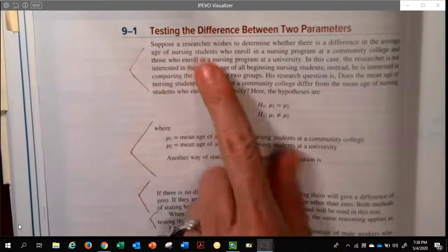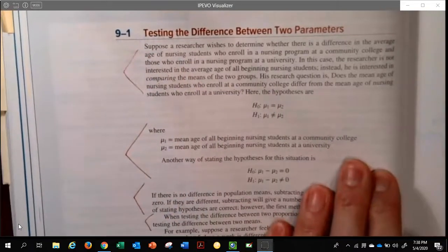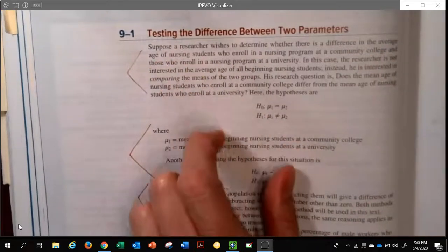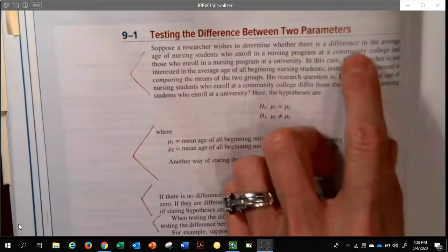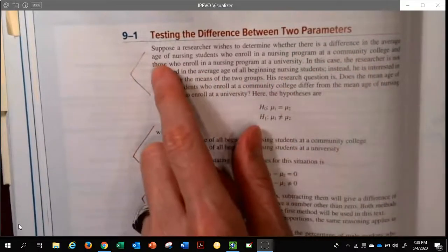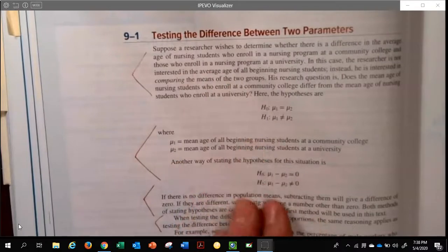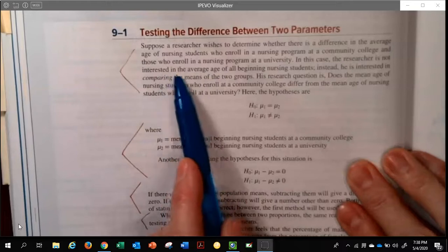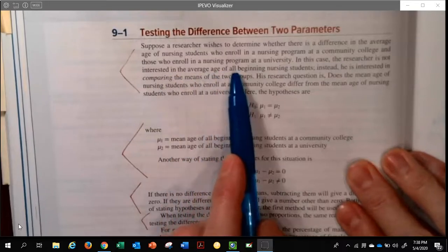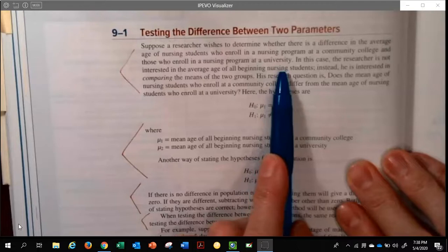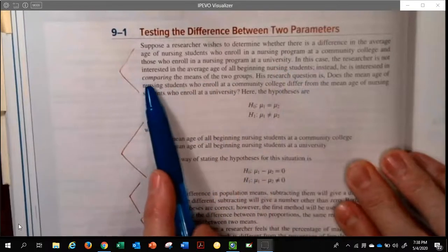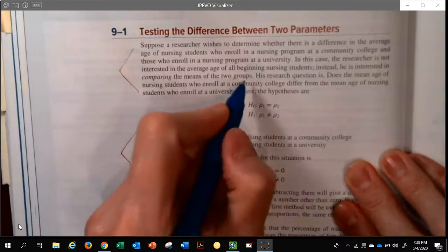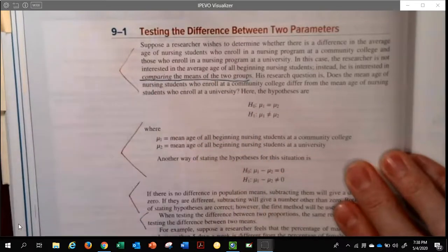It does start here, and it says, suppose a researcher wishes to determine whether there is a difference in the average age of nursing students who enroll in a nursing program at a community college and those who enroll in a nursing program at a university. In this case, the researcher is not interested in the average age of all beginning nursing students. Instead, he's interested in comparing the means of the two groups.